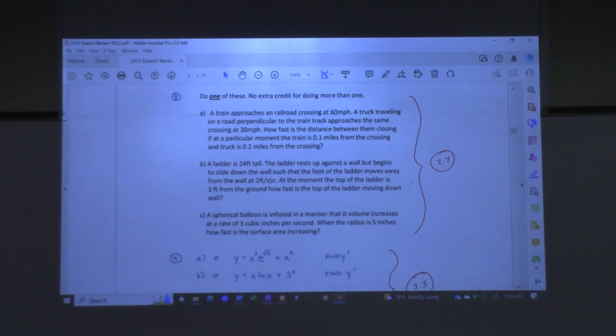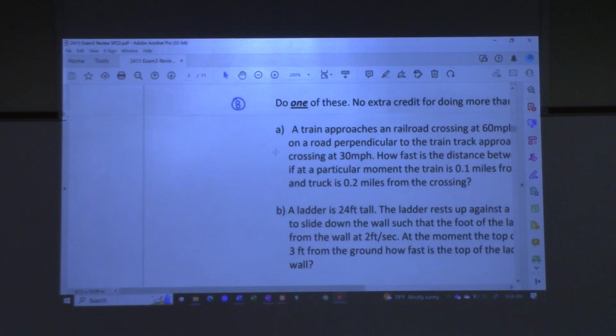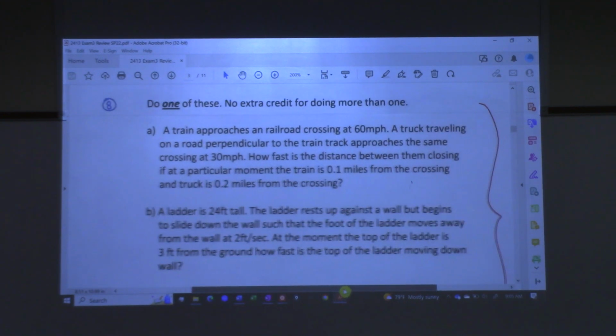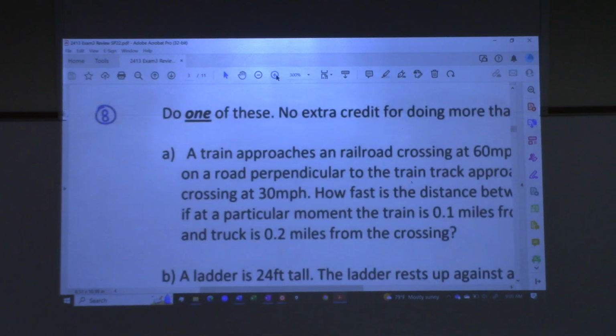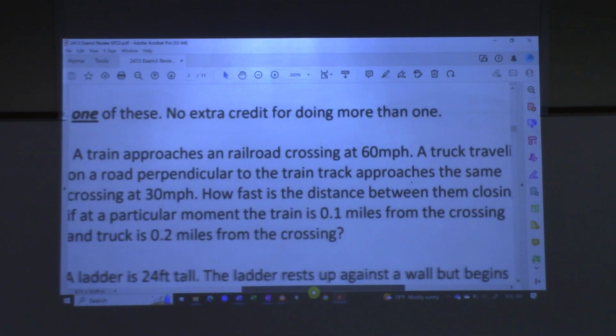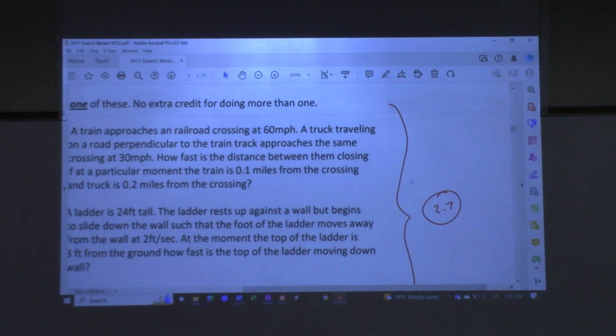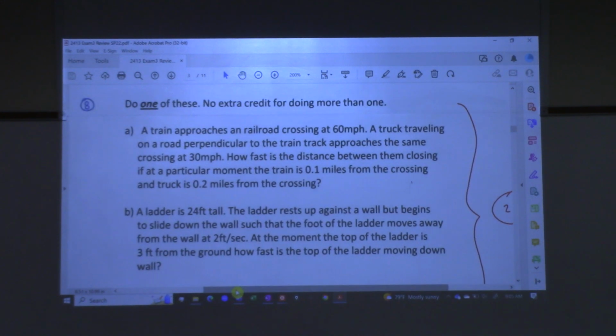Okay, so it's this one right here. Now, if you want to take a picture with your camera or with your phone, you can. Maybe just zoom in a little bit more. Maybe not that big. It's that first one, A.